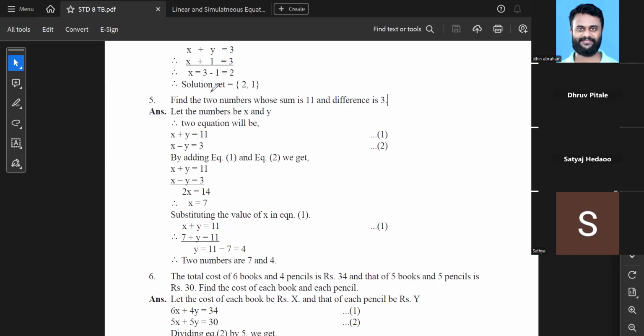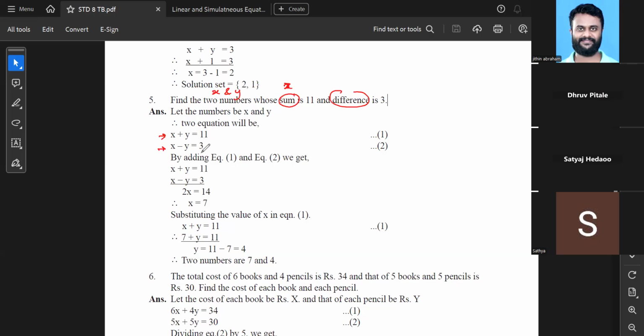So we have to consider the first number is x and the second number is y. Now they have said that the sum of x and y is 11. So your first equation will be x plus y is equal to 11. They have said that the difference of both the numbers is 3. So your second equation will be x minus y is equal to 3.